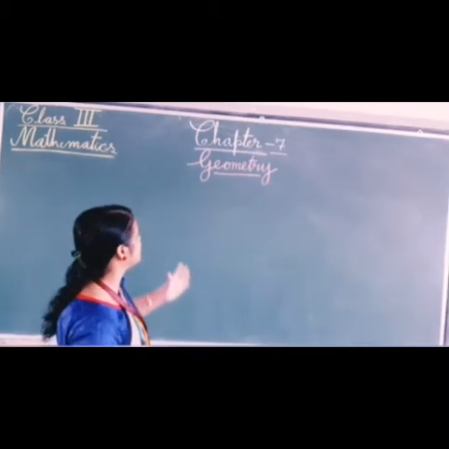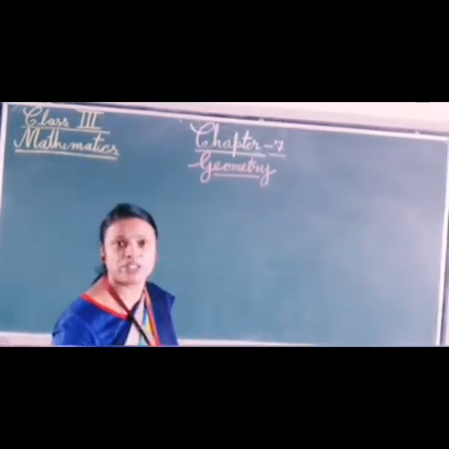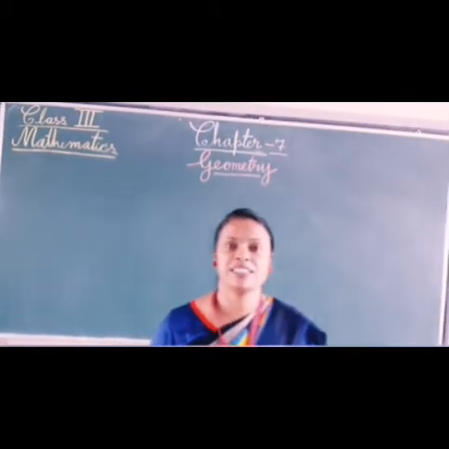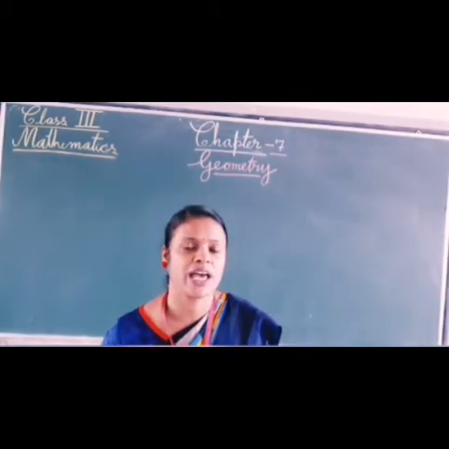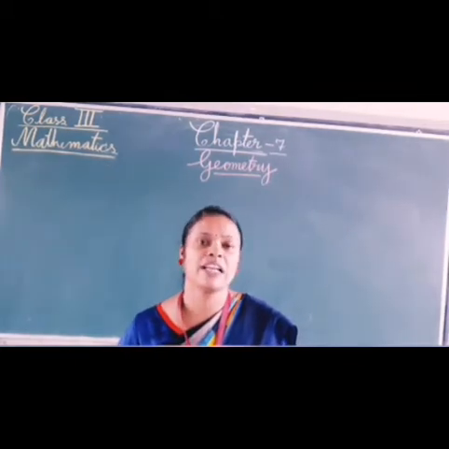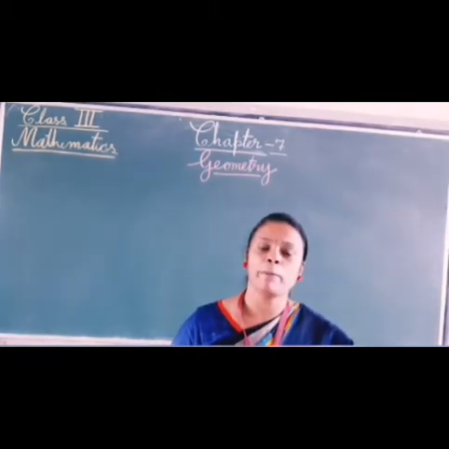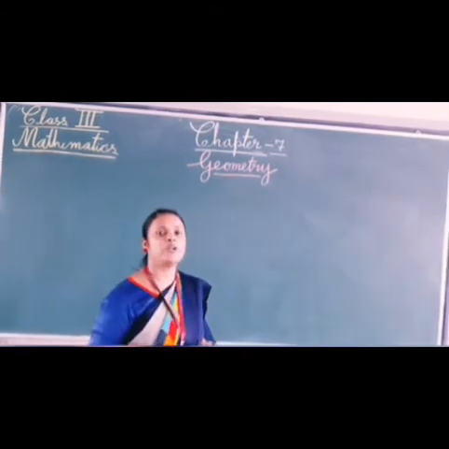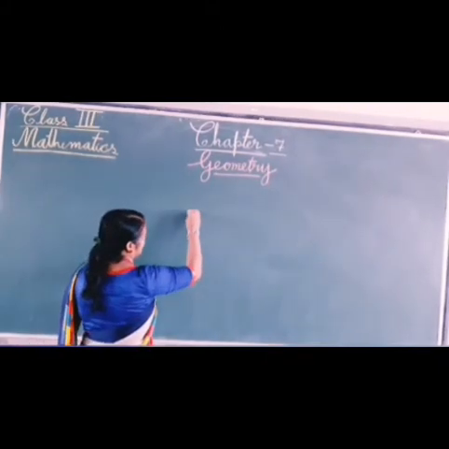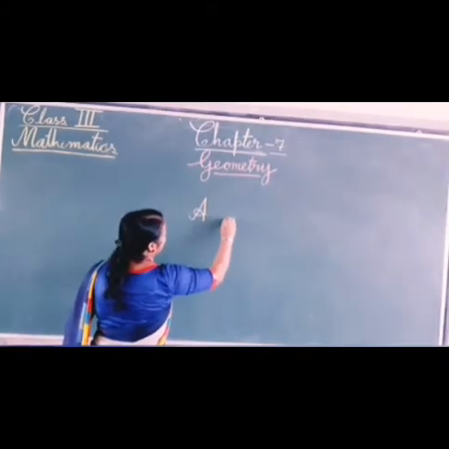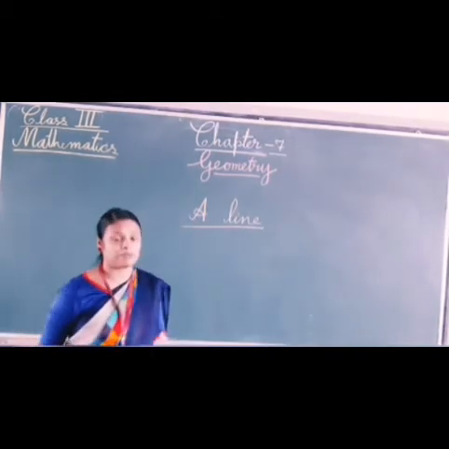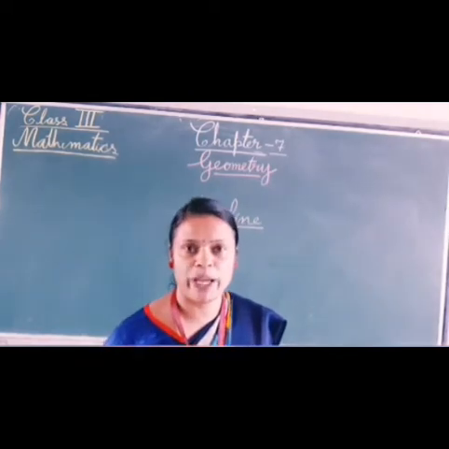For example, here you can find a green board. It has also got a shape. That is the study of shape, size, and also the position. These all are called learning geometry. It is also part of mathematics. And today's topic, the topic we are going to learn, is a line. Today we start our chapter 7 with the topic line.